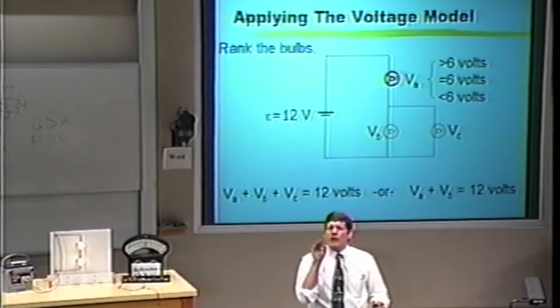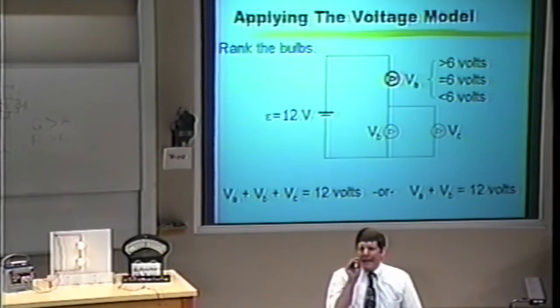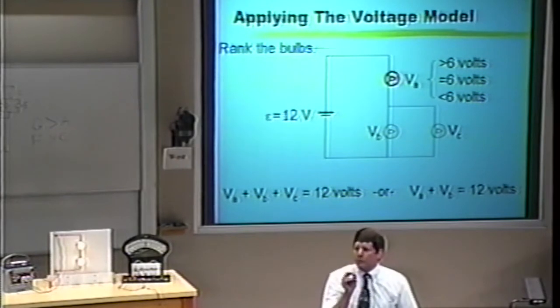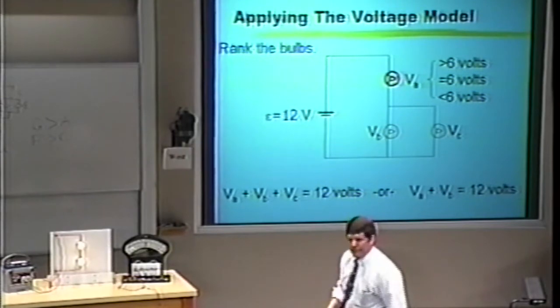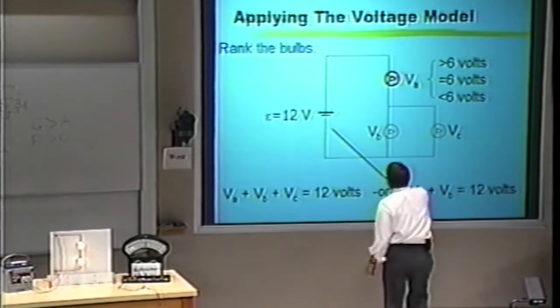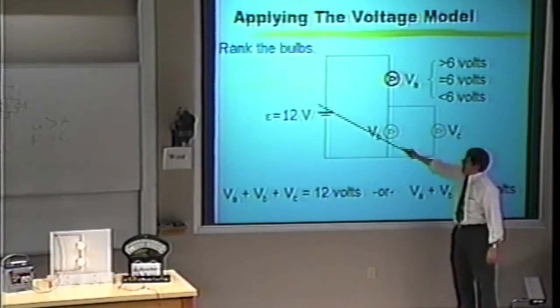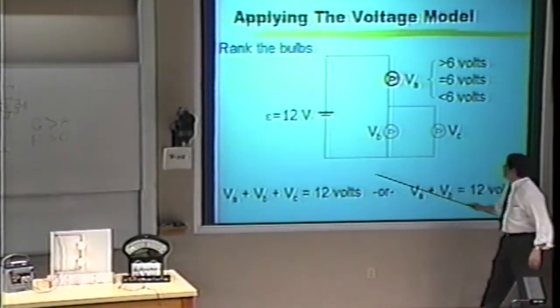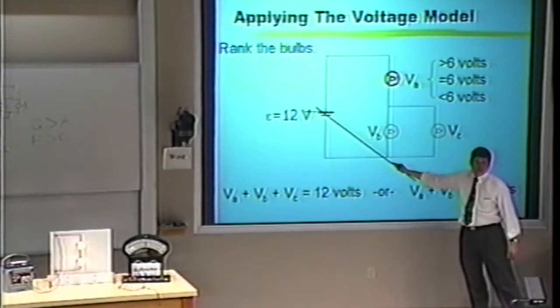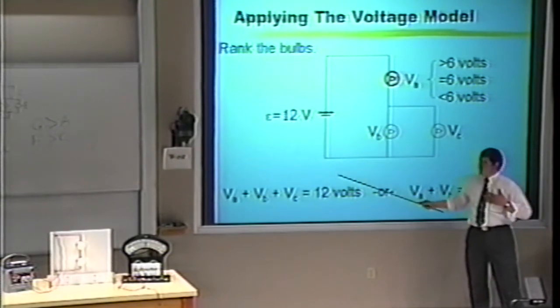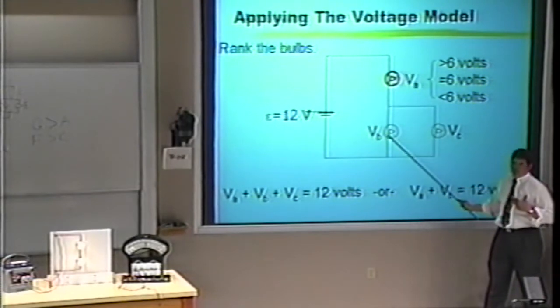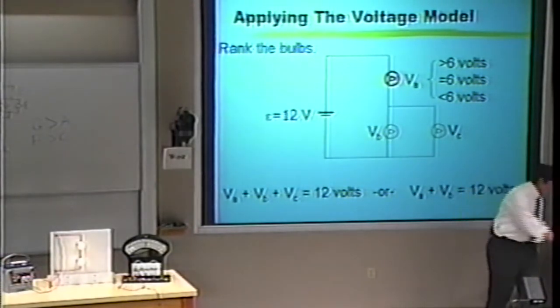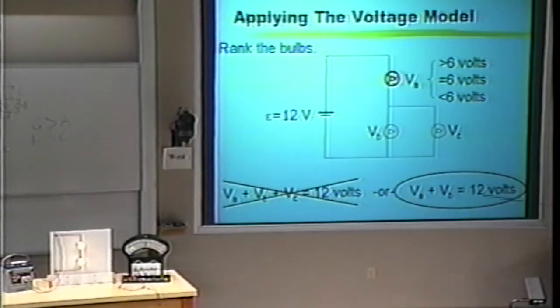So let's go back to me flapping my lips a minute. If I take one of those electrons and paint it green, it has to go from one side of the battery to the other. It can either go through B, through A, and back, or it could go through C and A and back. Can't go on both of those paths. So if it goes on B and A and back, those two voltages have to add up to what? 12. So this is the truth.